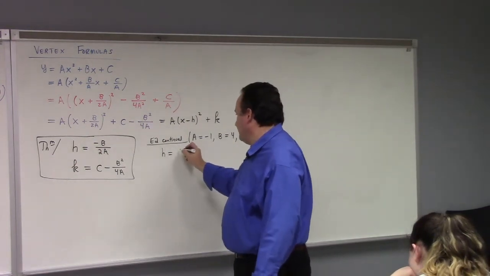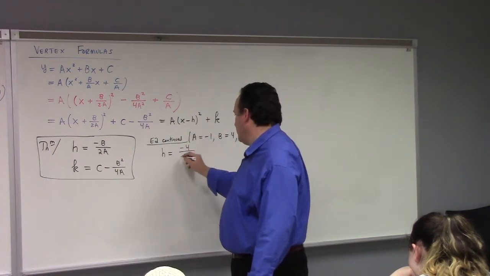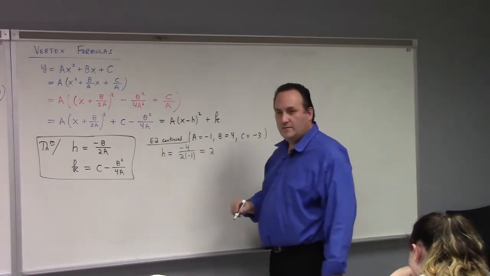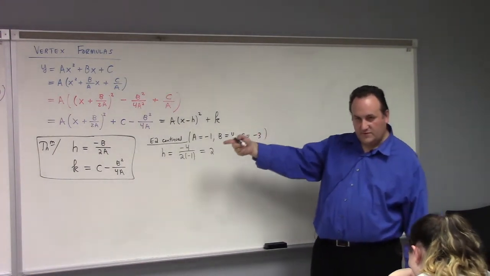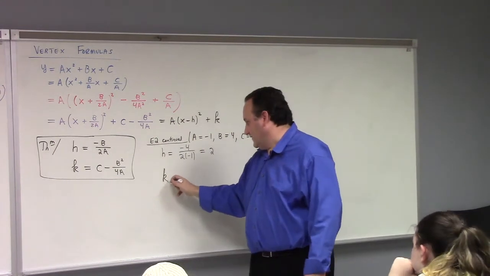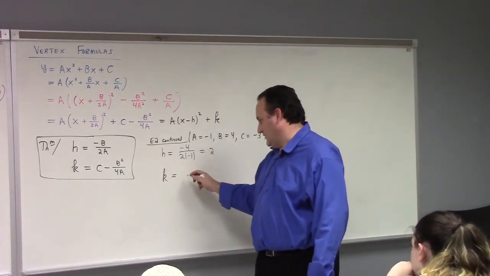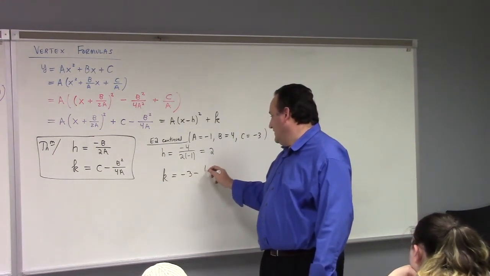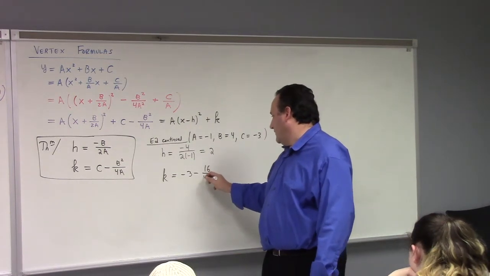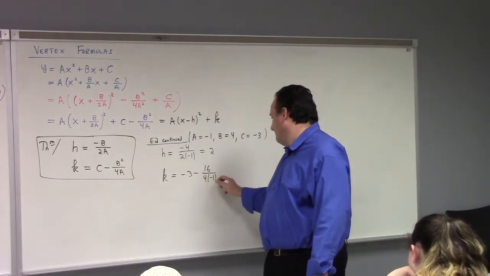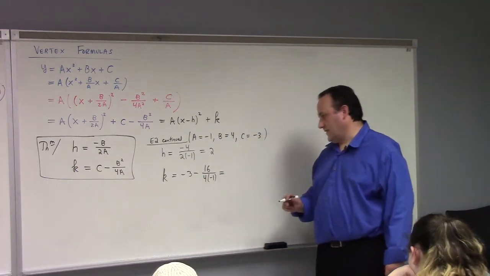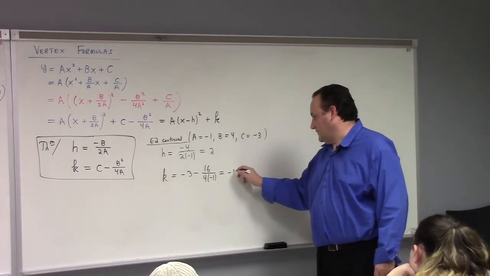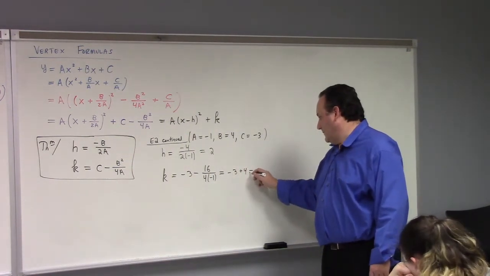So h is -4 divided by 2 times -1, which is 2. As we found, the x coordinate of the vertex was 2. What was k in this case, the y coordinate of the vertex? So c, which is -3, minus 4 squared, which is 16, divided by 4 times -1. What's that give us? That gives us -3 plus 4, also known as 1.